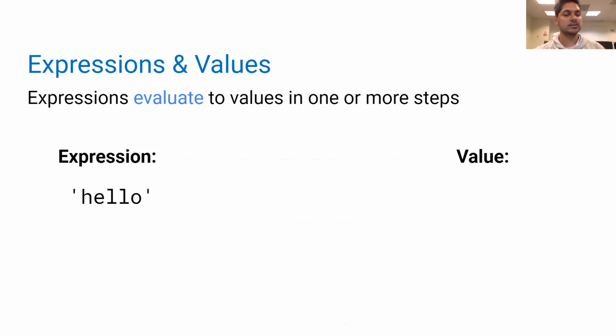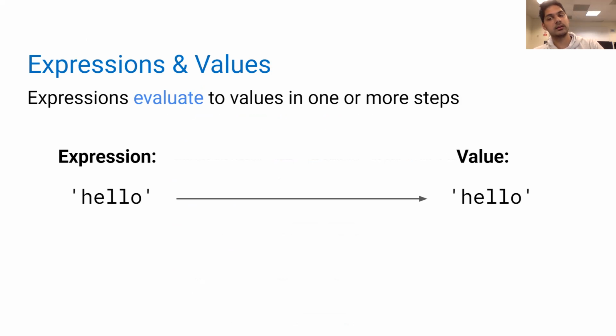So, expressions and values. The expression hello evaluates to the value hello, the string. Hello is already simplified to its most simple form, so evaluating the expression hello just returns the value hello. But for the expression 7 divided by 2, that isn't simplified enough, so we reduce it, and it evaluates to the float 3.5.